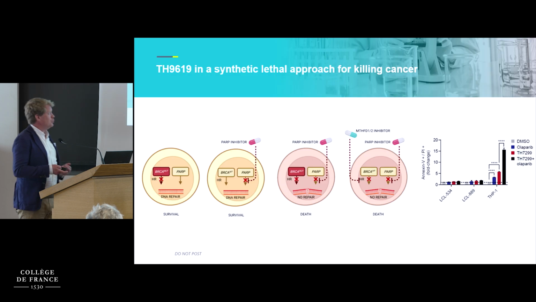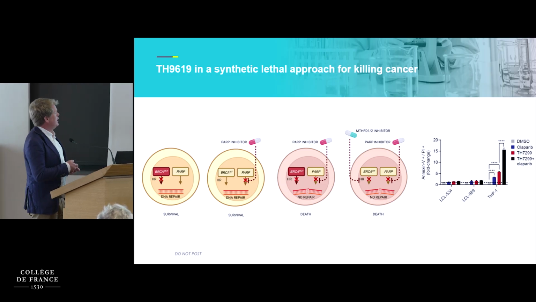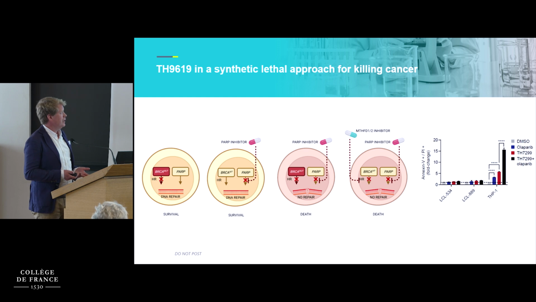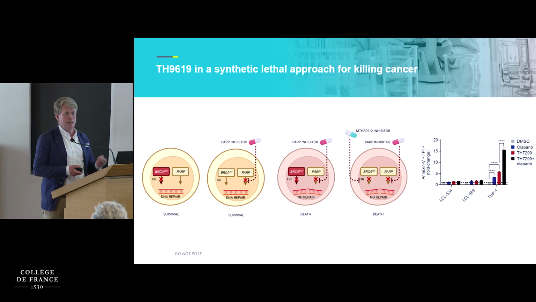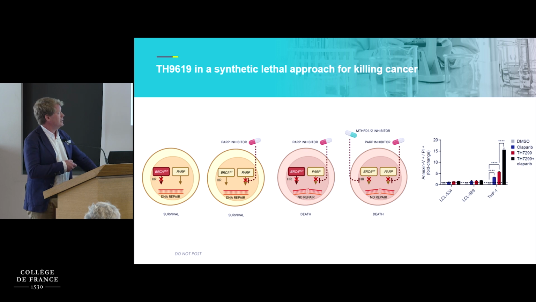So now I've been talking for a while, but if you remember in the beginning of my talk, I mentioned that if you have a recombination defect, you can combine that with a PARP inhibitor and kill off those cells through synthetic lethality. But there are also a lot of cancers that are not recombination defective, or that have reverted to become recombination proficient. And most cancers are BRCA wild type.